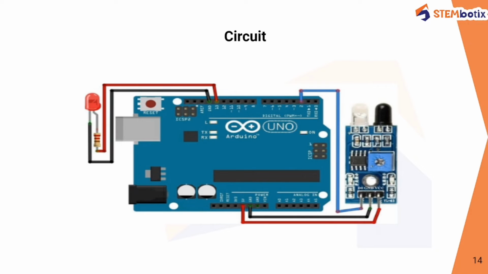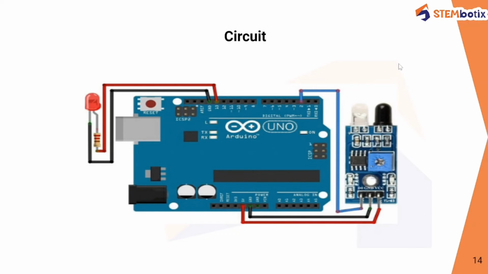Here is the circuit for activity number 2. Here we can see that pin number 13 of the Arduino Uno microcontroller board is connected to an LED through a 220 ohm resistor, because the operating voltage of an LED is different compared to the microcontroller's output voltage, which is 5 volts. An LED needs a lower voltage to turn on and off. So here we use a 220 ohm resistor.